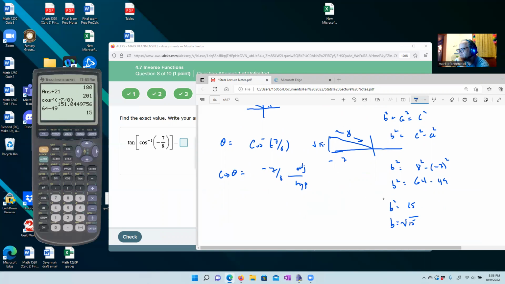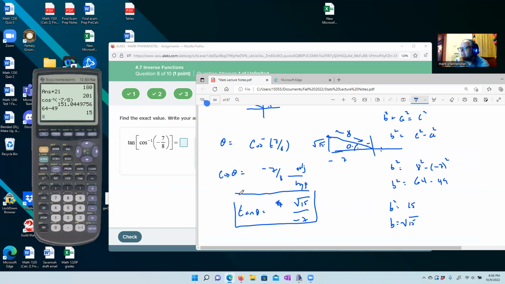Remember, this adjacent side is still negative 7 because we're talking about this angle here. And then what's the tangent of this angle? We're just looking at a reference angle. So the tangent of theta is equal to the opposite over the adjacent, which is root 15 over negative 7. And that's going to be our answer.